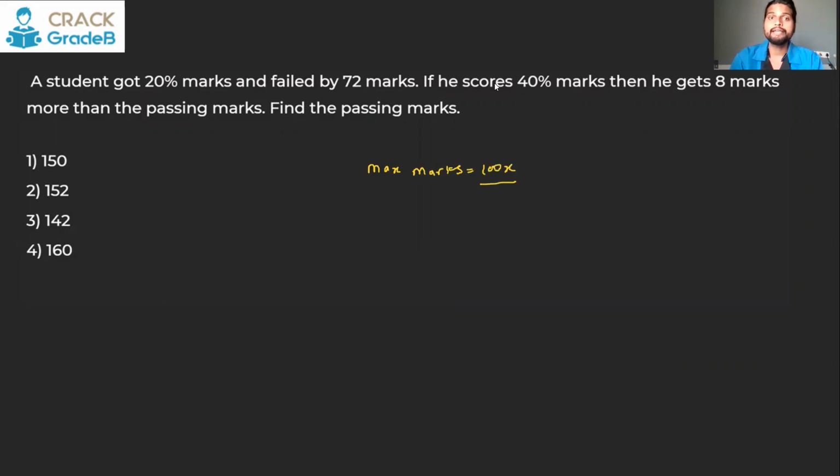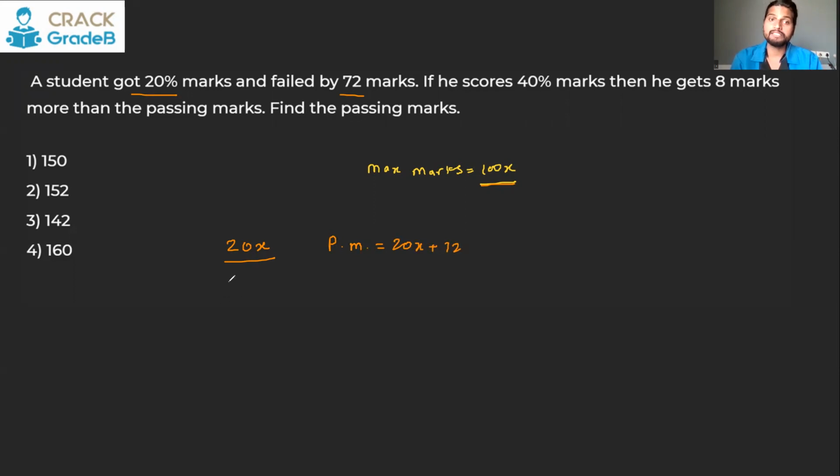A student gets 20% marks. So if he is getting 20% of the maximum marks, he is getting 20x marks. And he failed by 72 marks. That means the passing marks are 72 more than his marks. Because he failed by 72 marks means as compared to passing marks, he got 72 less. That means the passing marks are 72 more than his marks.